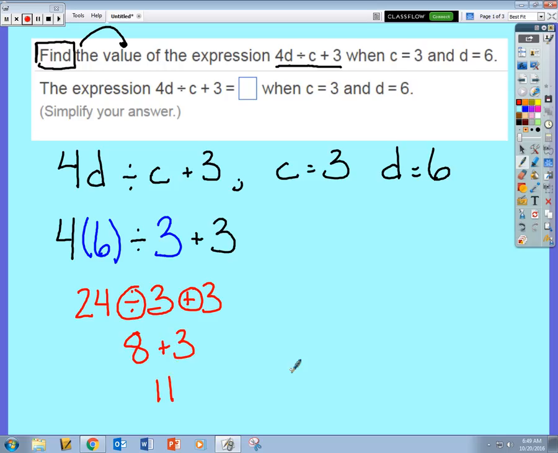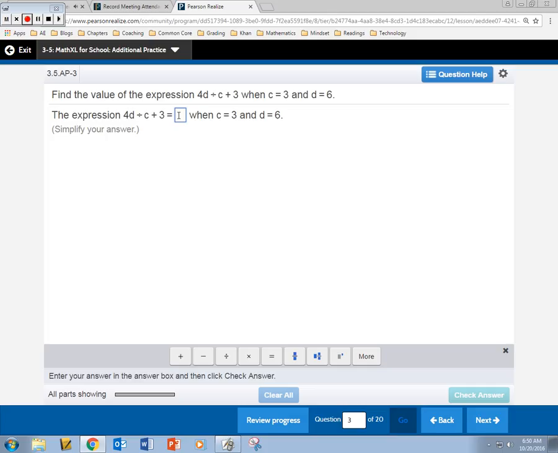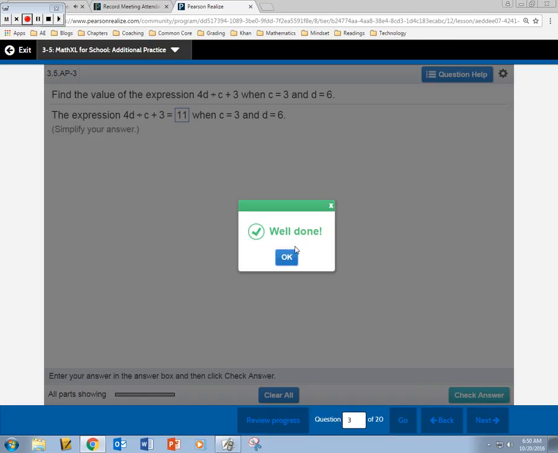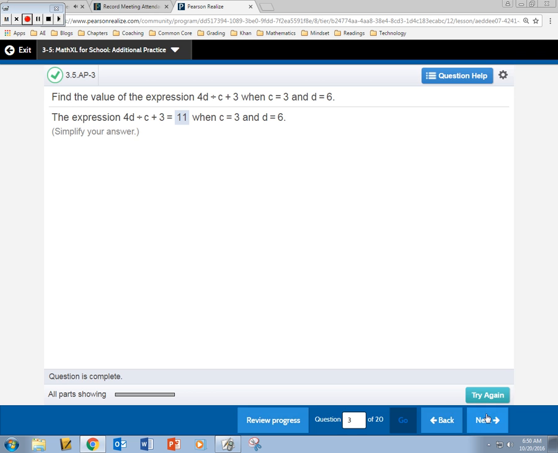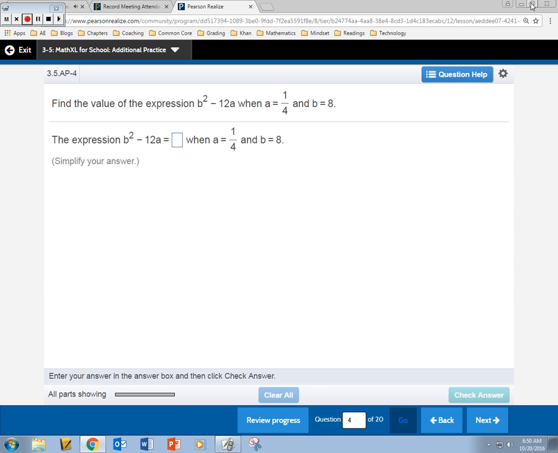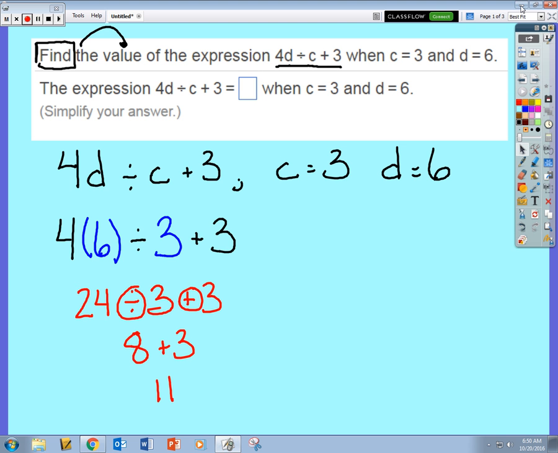Now we'll just double check to make sure my answer is correct here. Let's see here. So we said that was 11, I believe. So we'll hit check answer. Well done. All right, nice. Let's take a look at the next one. All right, I'm going to go back to my active Spire here. So let's take a look here.